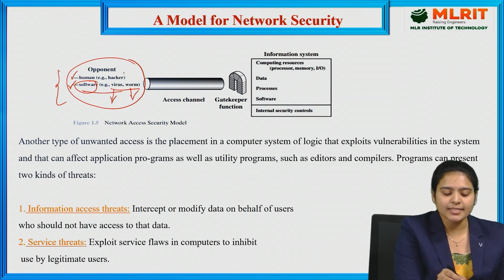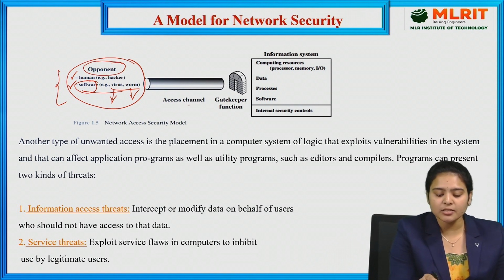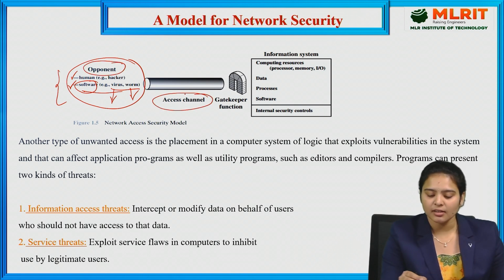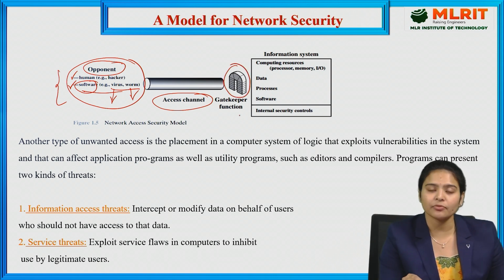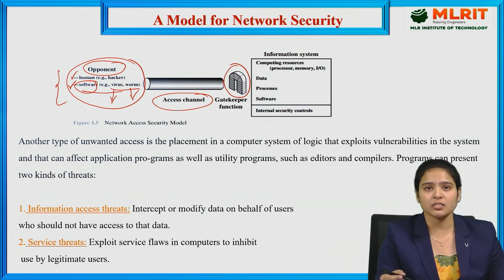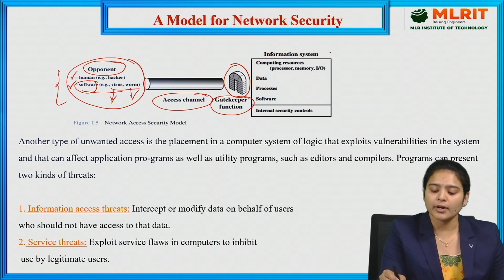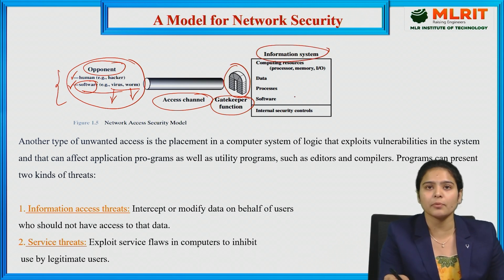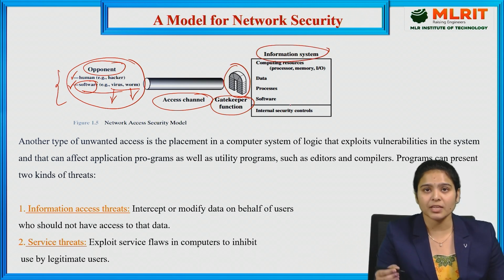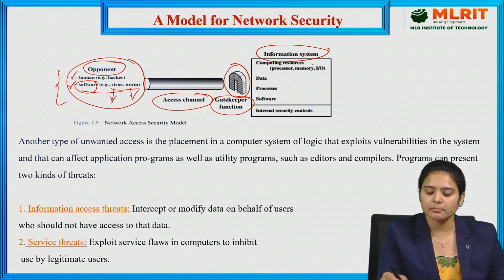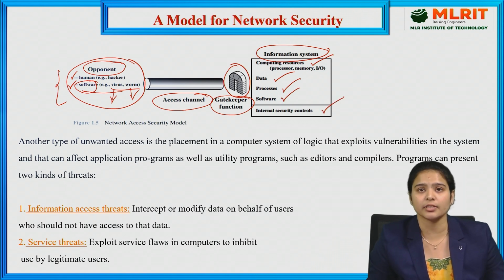So here there is an opponent. The opponent is going to access through the access channel, where there is the gatekeeper function. What is the purpose of the gatekeeper function? Whether an unknown person or a known person is entering, it is going to check. That is the main function of the gatekeeper function. And here there is also the information system, which holds the information inside the computer. There are many computing resources, data and processes, software, and also the internet security controls.